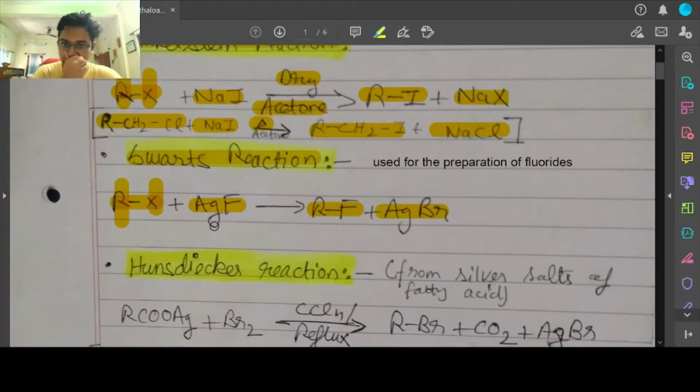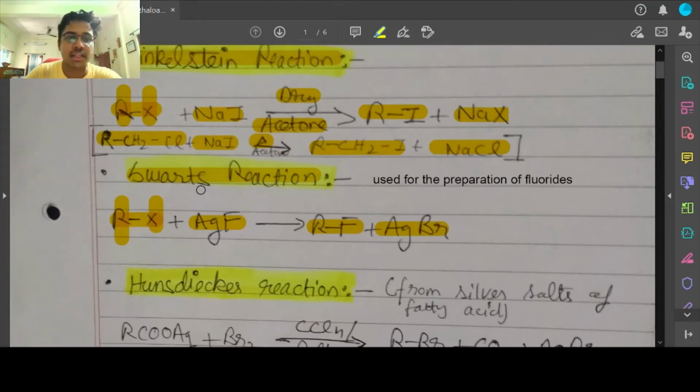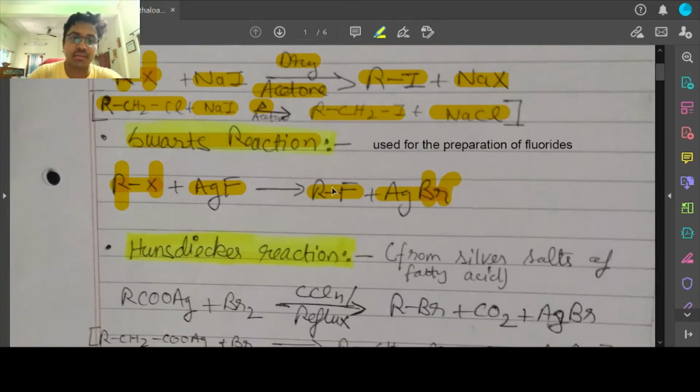The Swarts reaction is used for the preparation of fluorides. AgF is used: RX plus AgF, where R is an alkyl group and X is a halogen atom, gives RF plus AgX. Here I have taken bromine as the example, so RX plus AgF gives RF plus AgBr, but you can take any other example also. The Swarts reaction is used in the preparation of fluorides only.